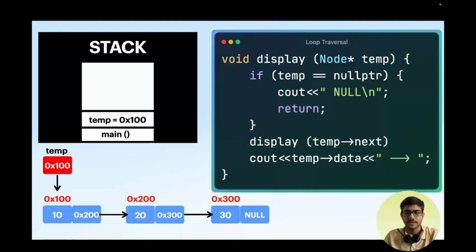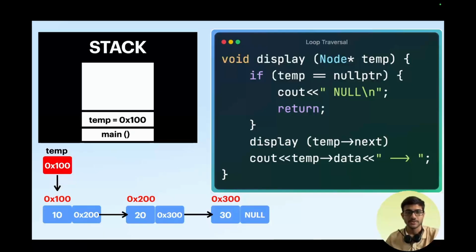So the display function that I have written gets the head. And for any recursive code, we have the base case, which remains the same as the previous code. Then we are calling the display function with temp of next. And when we return, we are printing the data. So this will help us print the data in reverse order.